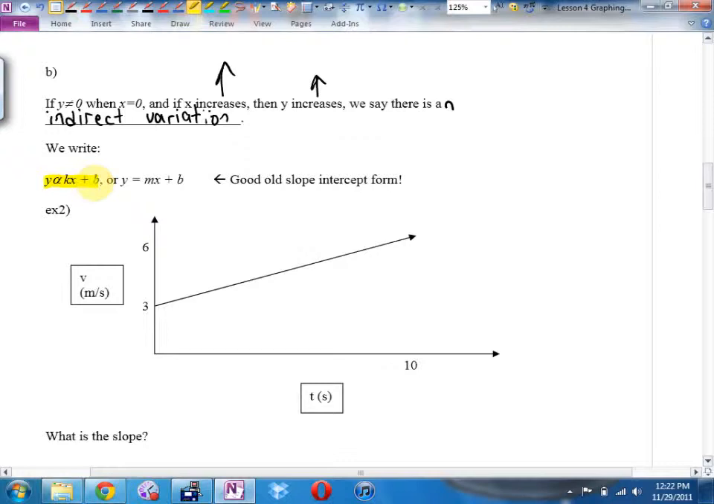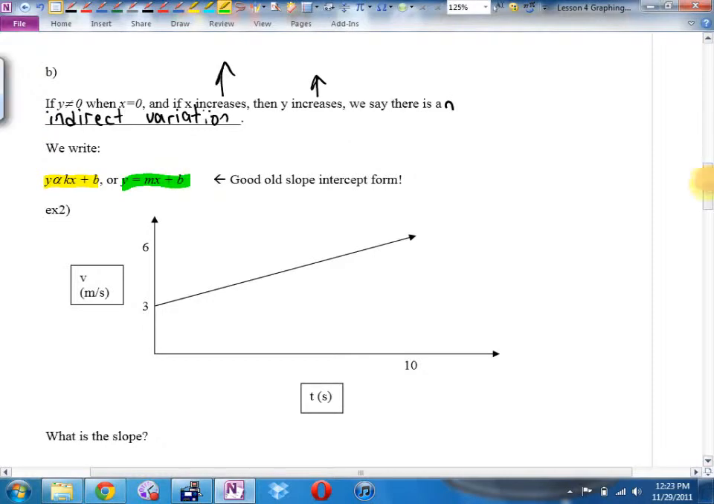Probably in Physics 11, you would have somewhere along the line been given a graph like this, a velocity-time graph, a nice straight line, and they would have said, what's the equation? Well, to find the equation, we needed to first of all find the slope. What's the slope of this? What's the rise? Careful, don't say the rise is 6, because it's not.